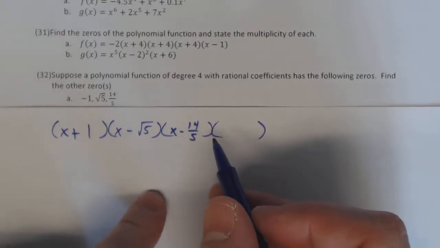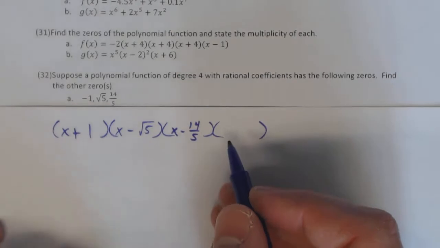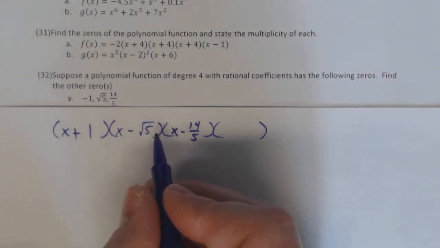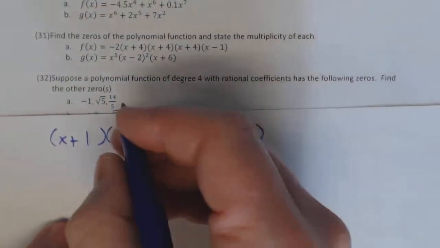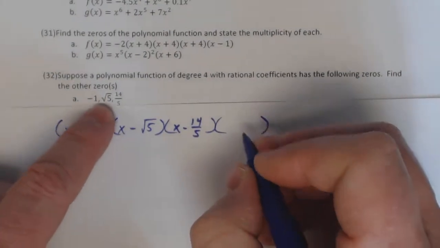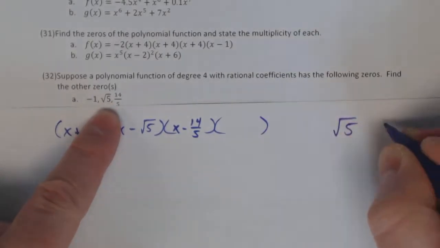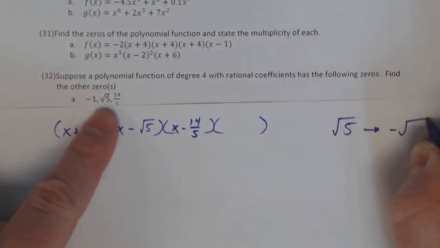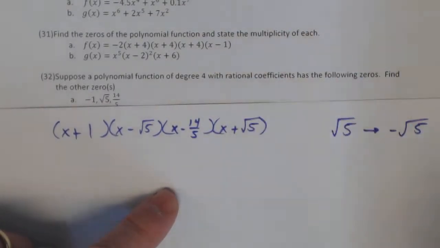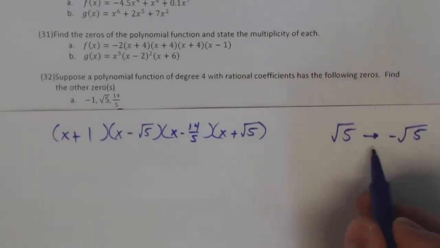Well, there's a theory called the conjugate root theorem that basically says if you know that one of your zeros has a square root on it, then you automatically know that there's another 0 that would be the conjugate of that, which in this case would be negative square root of 5. So if you know square root of 5 is a 0, then automatically negative square root of 5 is a 0. So you say x plus square root of 5 would be your other factor.